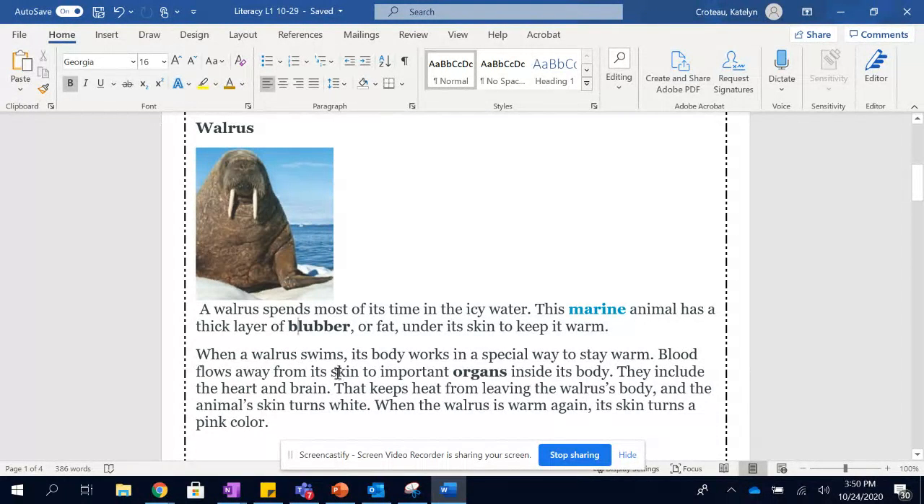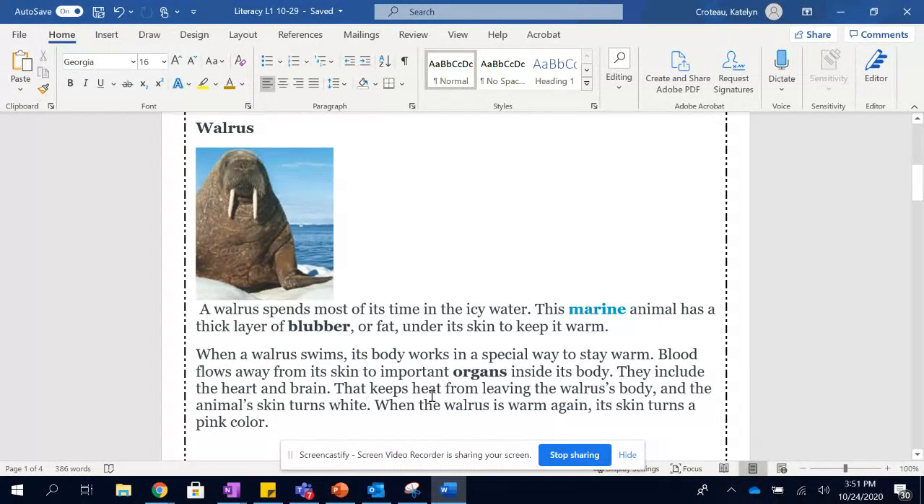Blood flows away from its skin to its important organs inside its body. They include the heart and the brain. So those are just some examples of the organs that get blood flow as he's swimming. That keeps heat from leaving the walrus's body, and the animal's skin turns white. So instead of his heat being stored on his skin, as he's swimming around, it goes inside and the heat is stored in his organs so that the heat doesn't leave his body and it keeps his organs warm, basically.